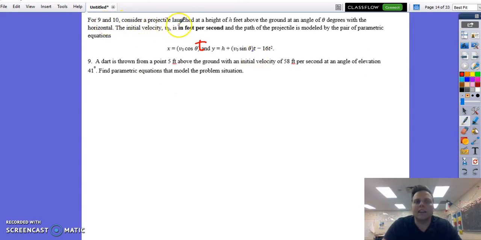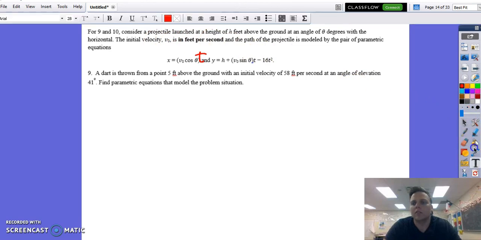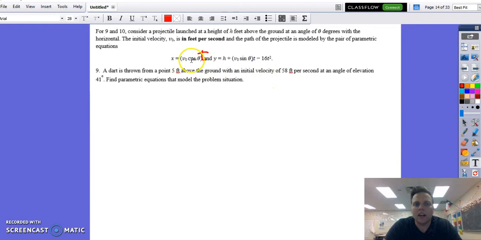Consider, for 9 and 10, a projectile launched at a height of h feet above the ground at an angle of theta degrees with the horizontal. The initial velocity v naught is in feet per second, and the path of the projectile is modeled by the pair of parametric equations: x is equal to v naught cosine theta t, and y is equal to h plus v naught sine theta t minus 16t squared. A dart is thrown from a point 5 feet above the ground with an initial velocity of 58 feet per second at an angle of elevation of 41 degrees. Find parametric equations that model the problem situation.